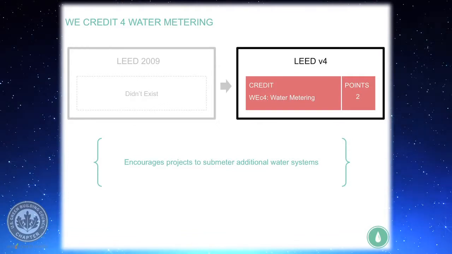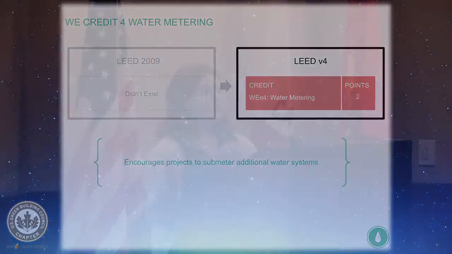Finally, the water metering credit. Now the credit is in interior design and construction, even though the prerequisite is not. Here we are rewarding projects for sub-metering at least two of their specific water end uses, so giving them the information necessary to better tie the design of their systems to how that space behaves in operation. The metering credit, again, is in BD&C and ID&C, and in EBOM, I believe it's actually worth a couple more points than two to further encourage that in the existing buildings rating system.